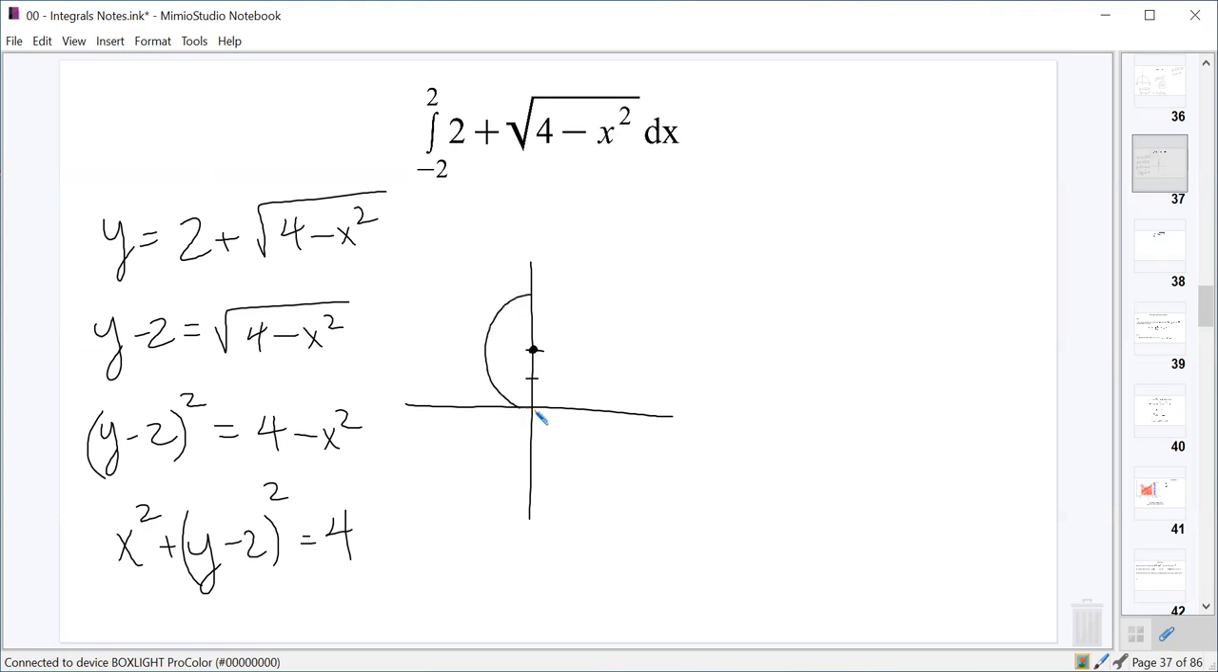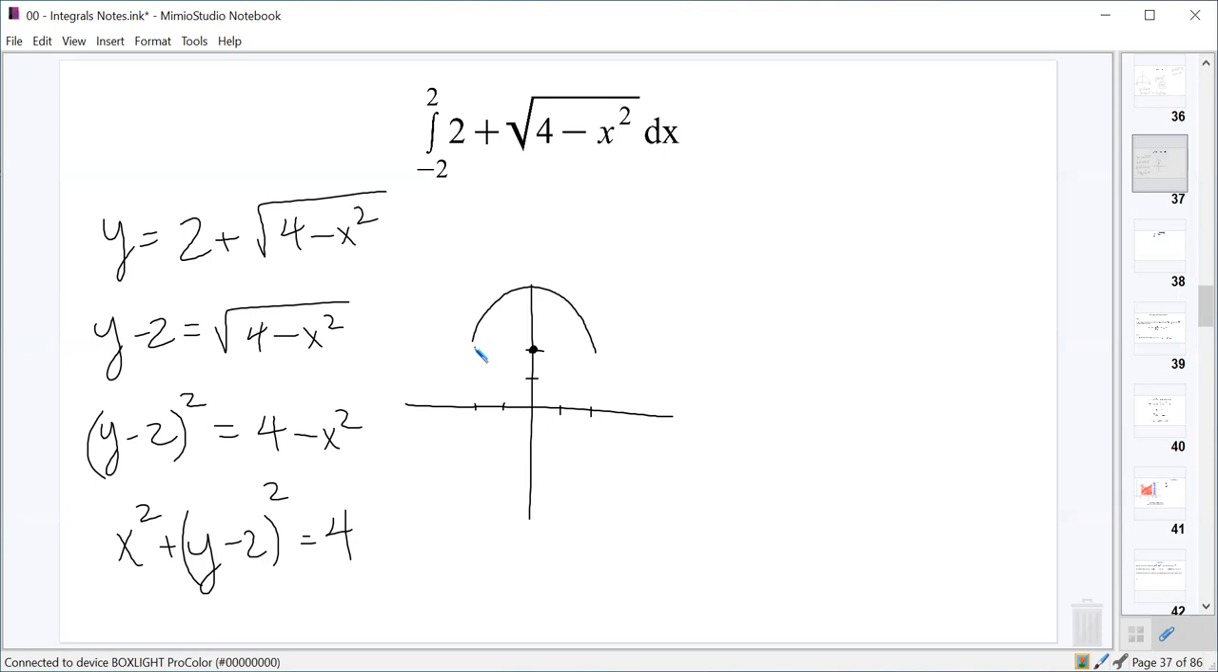So if I were to be drawing the full circle, it would look like this. But since I started with a positive square root out there, we know it's just going to be the upper portion of this semicircle. And if that was not a good looking semicircle, I've tried. Let's try that again. We'll pretend that's better.